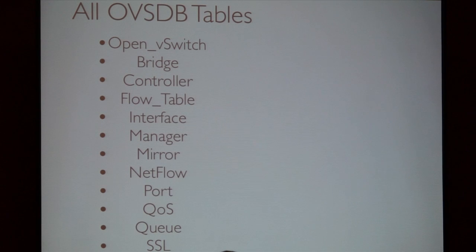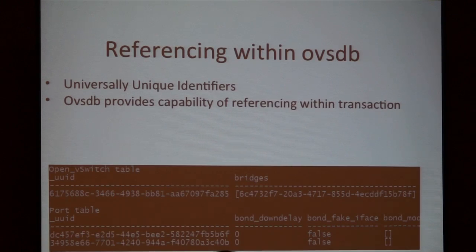And here, just for completeness, is the list of all the OVSDB tables. I think the ones that I mentioned, quality of service and queue, are related. The queue is just an output port queue, and that goes into the quality of service, and then quality of service gets related to the port table. So you can have quality of service per port.